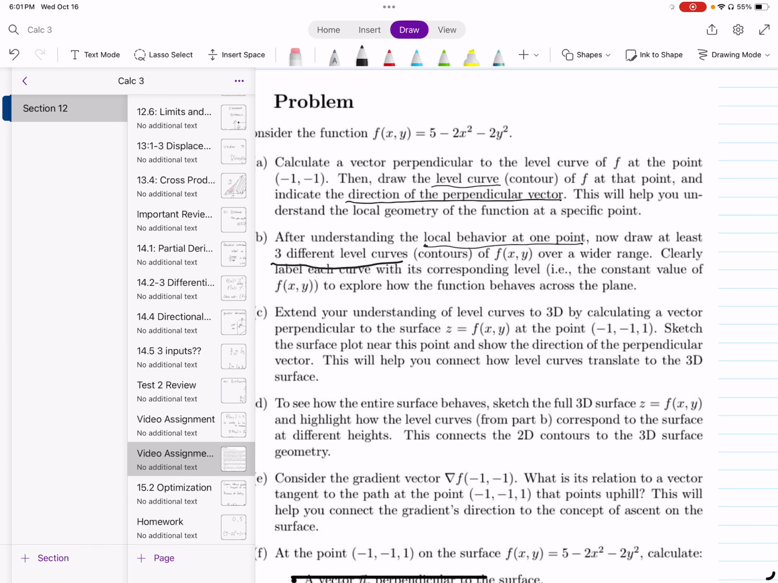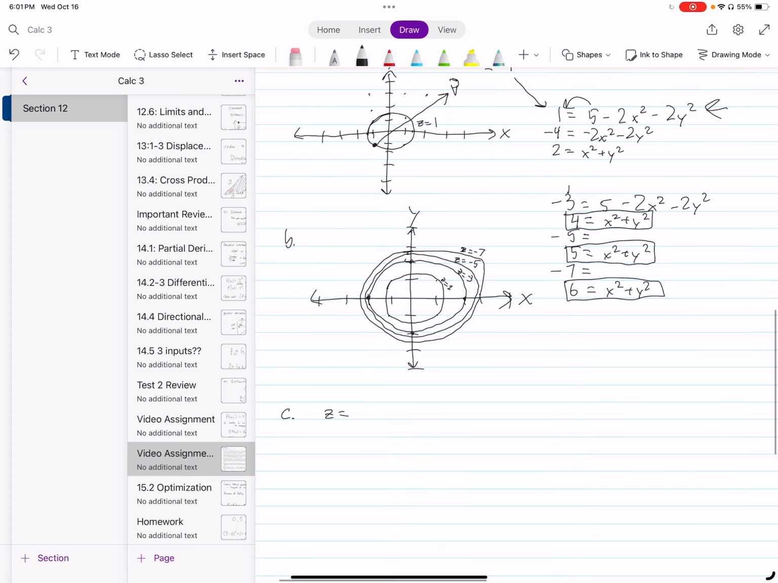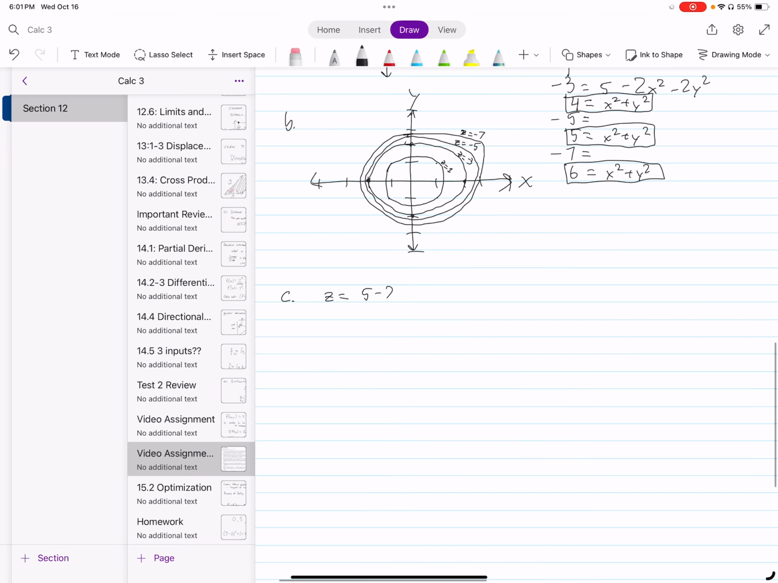So in order to do this, we have the function z equals 5 minus 2x squared minus 2y squared. In order to make this a function of 3 variables, we have to move this z to the opposite side. So our new function of x, y, and z will be 5 minus 2x squared minus 2y squared minus z. Okay?